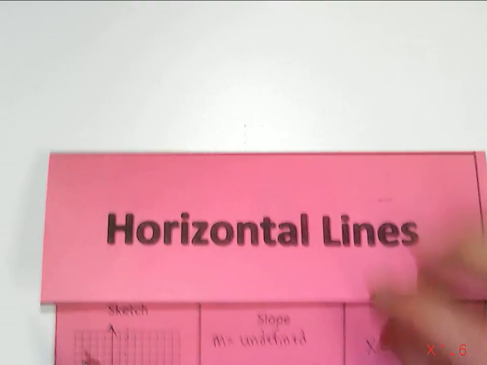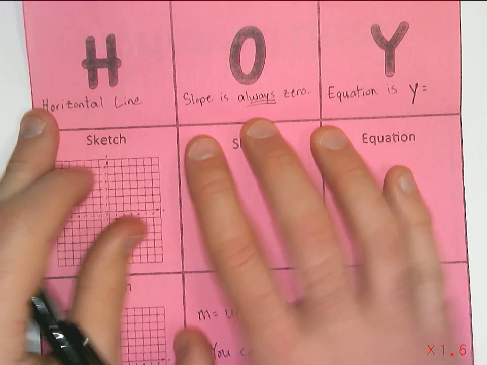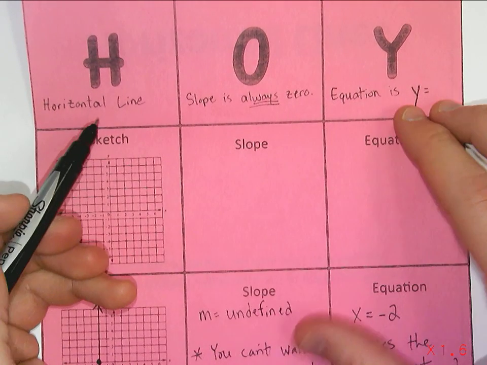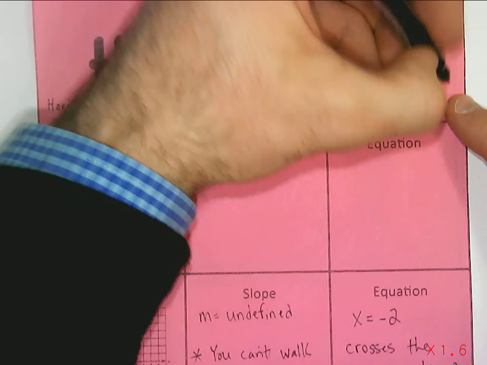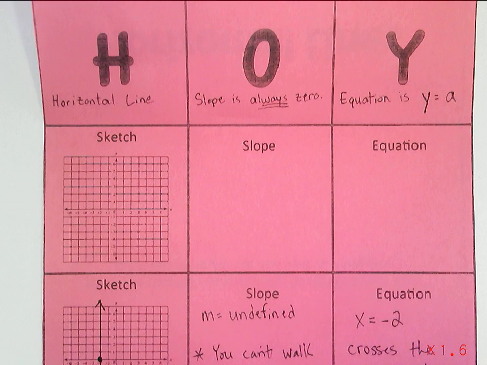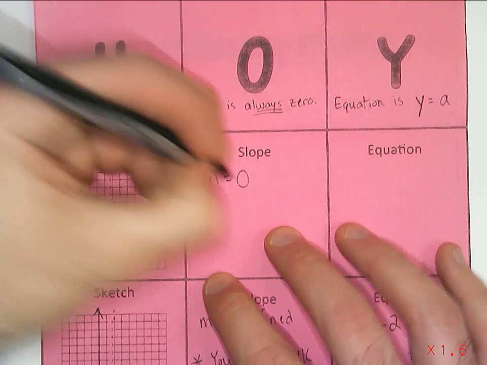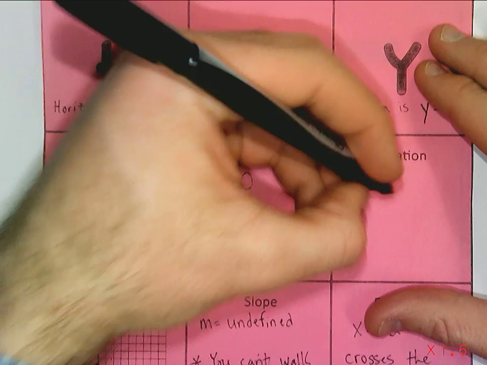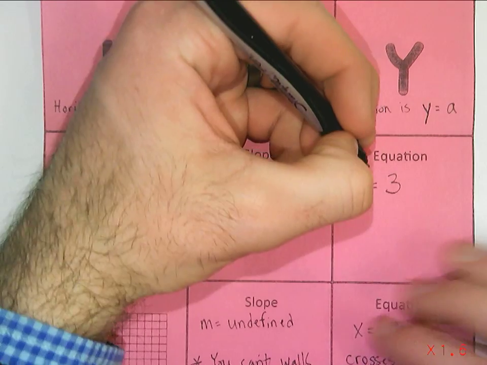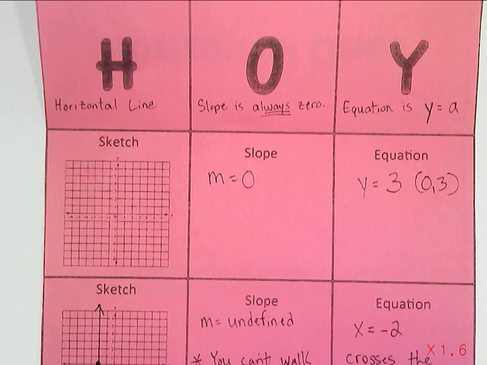Let's take a peek at horizontal lines quick to wrap up this seminar. So this is H for horizontal line. The slope is always 0, and the equation is always y equals something. So y equals a, where a could represent any value. The slope of this, m, will always equal 0. It's like walking on a flat surface. We're not going up or down. And the equation will always be y equals something. So let's say y equals 3 here, and your point will be (0, 3). It's kind of like a y-intercept.